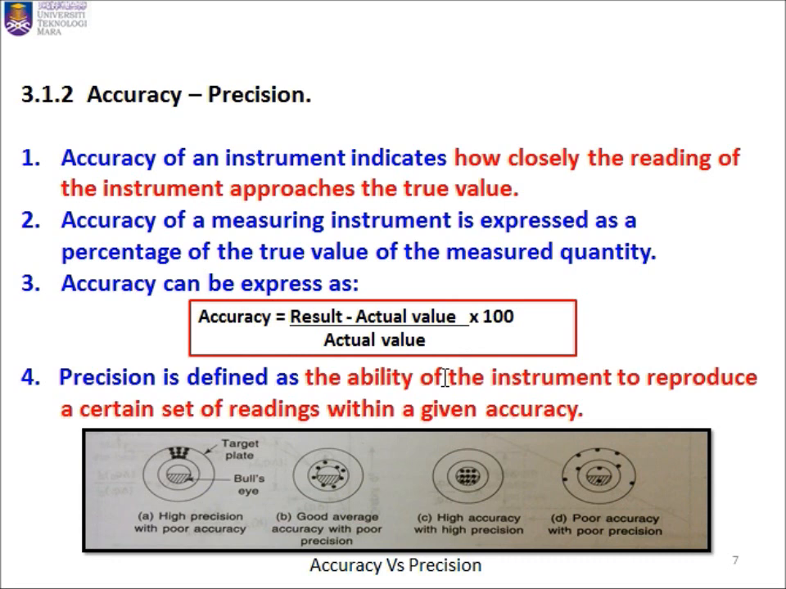So what about precision? Precision is defined as the ability of the instrument to reproduce a certain set of readings within a given accuracy. Okay, so let's look at accuracy versus precision. For this image, it is high precision with poor accuracy. Next, good average accuracy with poor precision. And C, high accuracy, high precision, and the last, poor accuracy with poor precision.